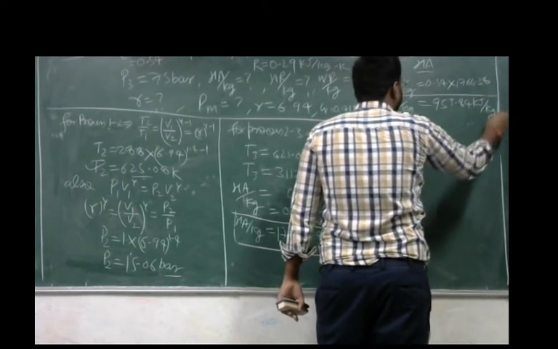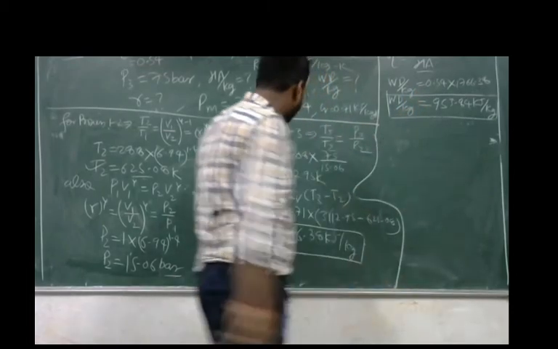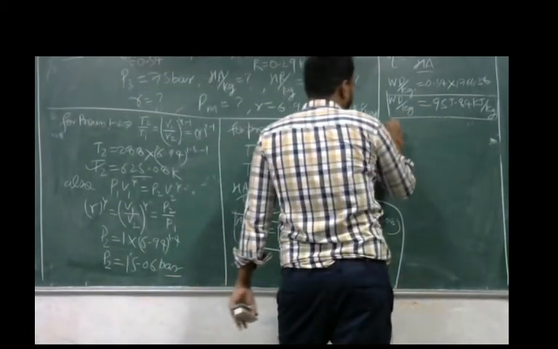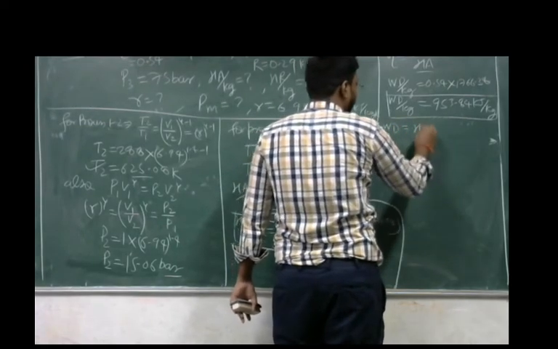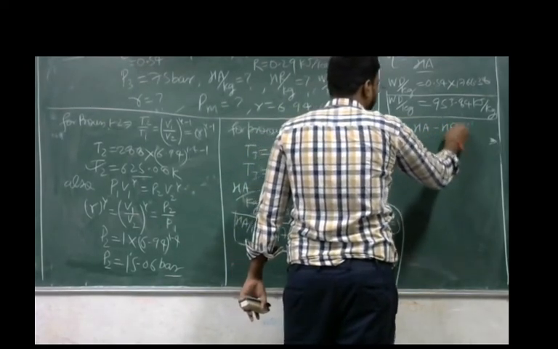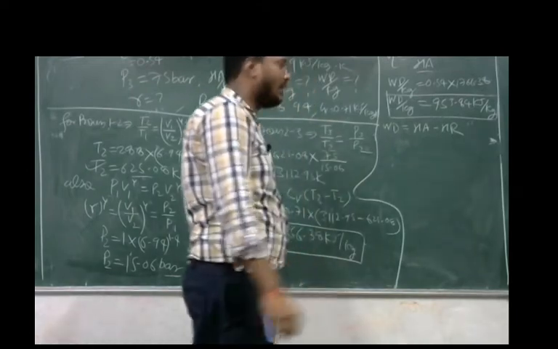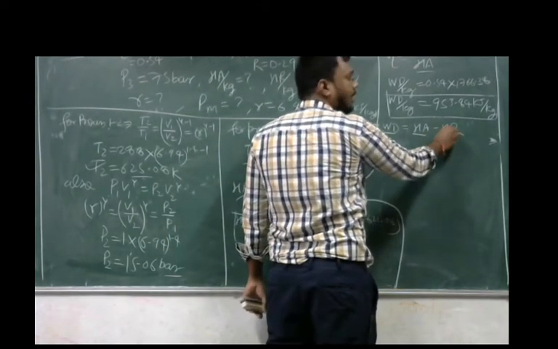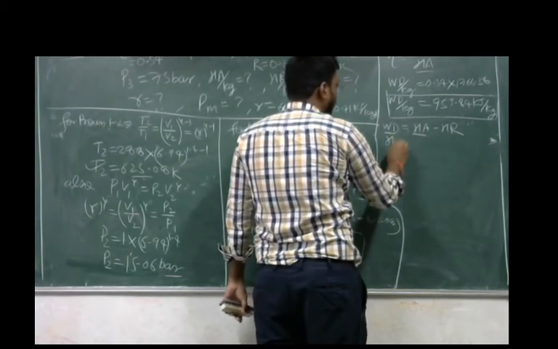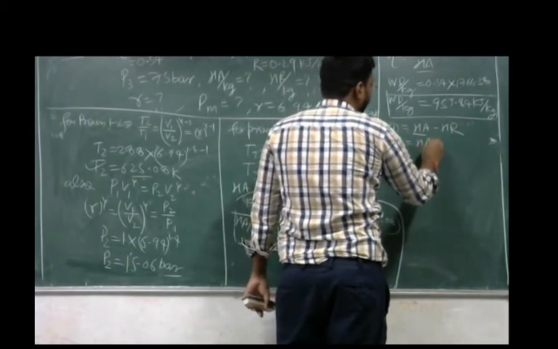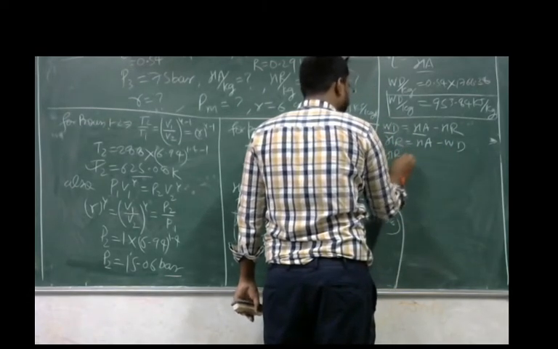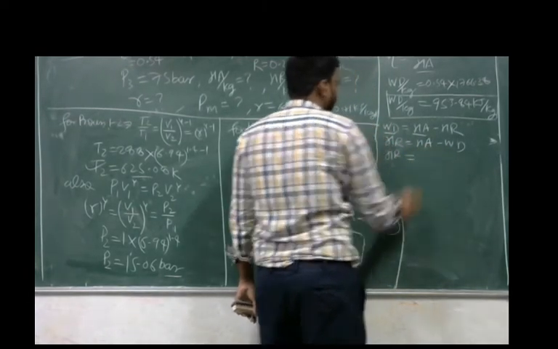Okay. Now we know the value of work done per kg and heat addition per kg. So we know the formula that work done is equal to heat addition minus heat rejection. Now we know the value of work done and we know the value of heat addition. So we can easily calculate the value of heat rejection. So heat rejection equal to heat addition minus work done. What is the value of heat addition?